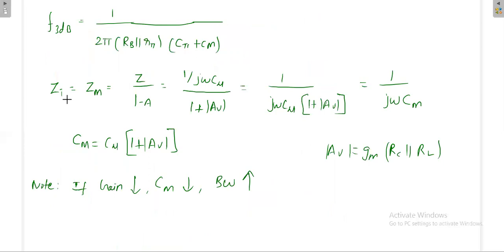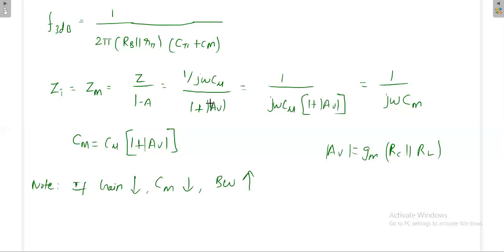Now what is the input impedance? The input impedance due to the Miller capacitance, that means the impedance of the Miller capacitance, is Z divided by 1 minus A. Z means the impedance of the C mu, that is 1 by J omega C mu, divided by 1 plus mod AV, because the value of A is negative, so finally this will be 1 plus.